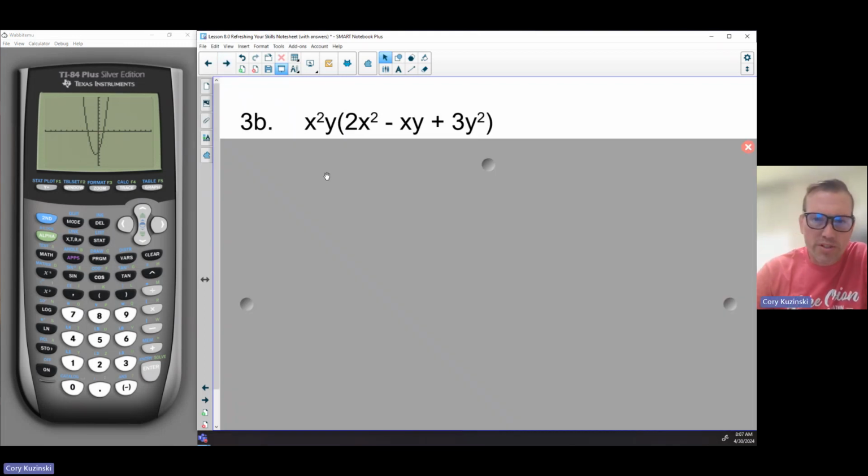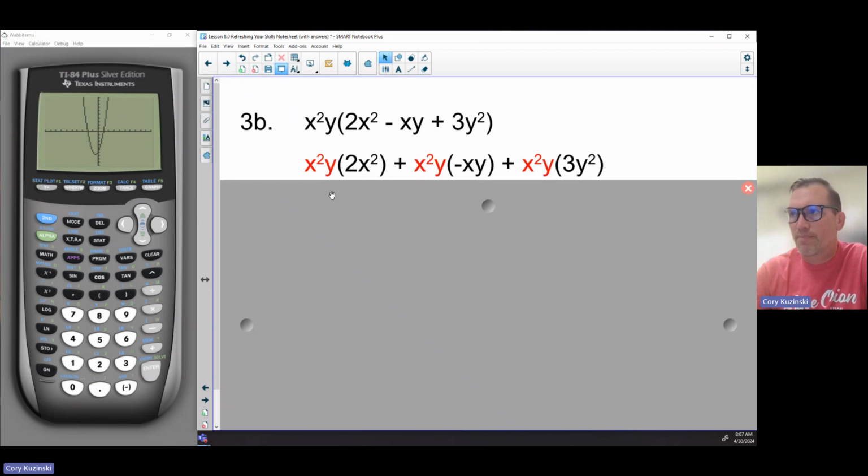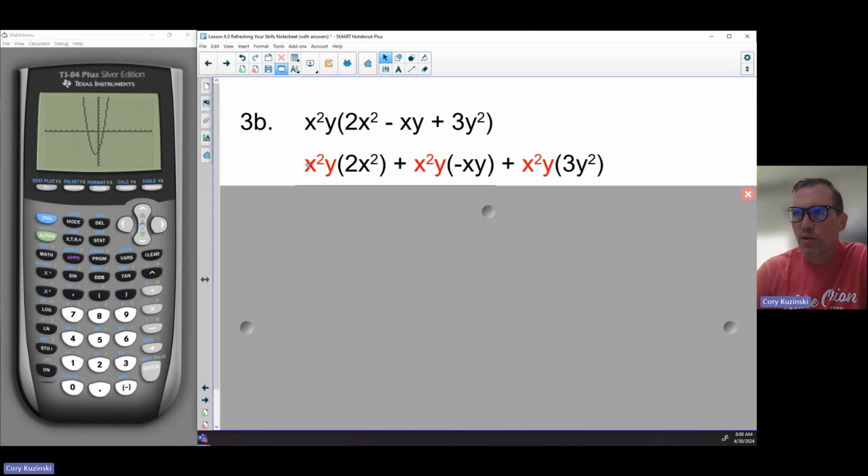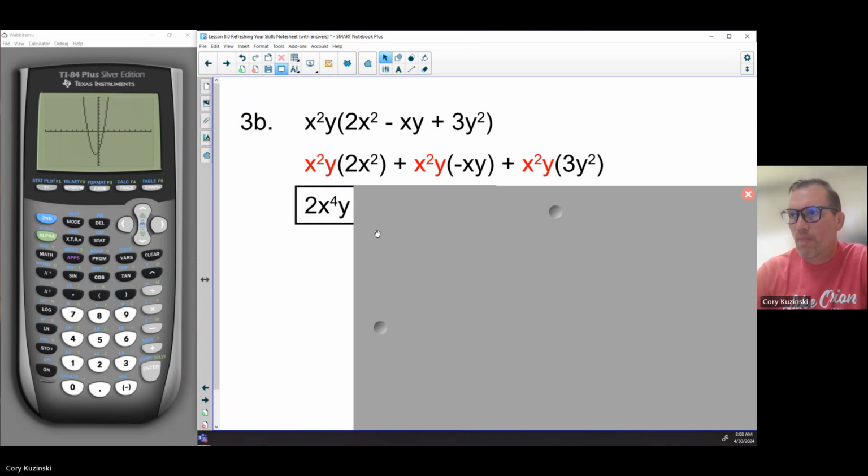All right, again, we want to use the distributive property to write this in expanded form. So all of these 3 items, 2x squared, negative xy, and positive 3y squared, all need to be multiplied by x squared y. Okay, so it's x squared y times 2x squared y, times negative xy, and x squared y times 3y squared. This is a lot. It's looking like a lot, but we'll just break it down piece by piece. So we've got 1 times 2 is 2. x squared times x squared is x to the 4th. y times, I guess, y to the 0 is just y. So there's our first product.